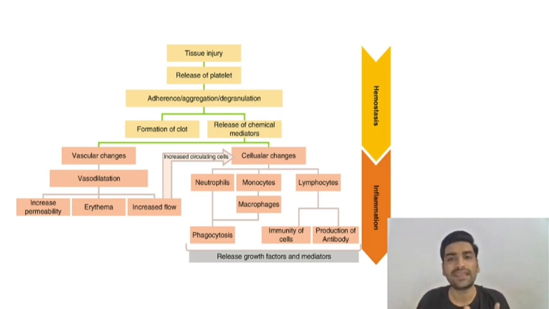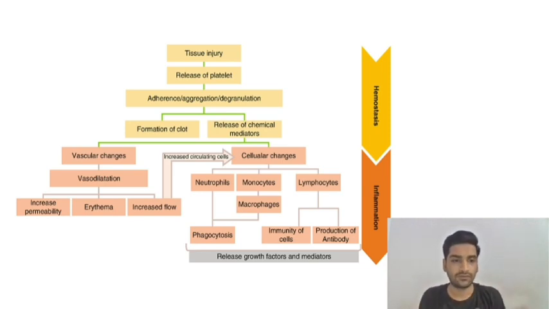So these are the 2 main events which occur: formation of a clot as well as release of chemical mediators of inflammation. Now when we focus on the chemical mediators of inflammation, they are responsible for 2 main changes: the vascular changes as well as the cellular changes. Vascular changes are those which take place in the vessels themselves, and cellular changes, as the name signifies, are the changes which occur at the cellular level.